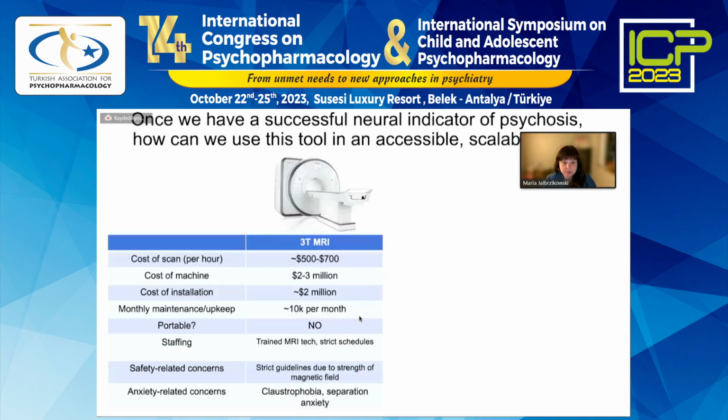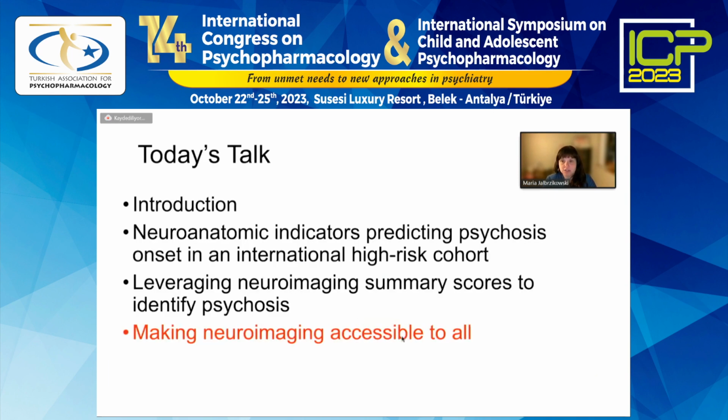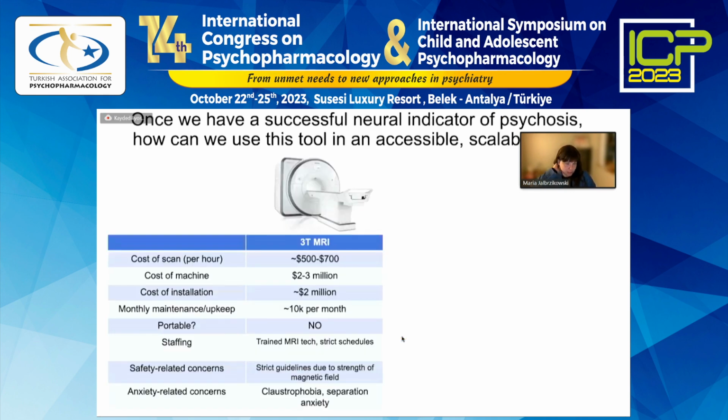In the last portion of my talk, I wanted to talk about a newer direction that I've been taking my work since I came to Boston Children's about 2 years ago. I started thinking, well, once we have this successful neuroindicator of risk, how do we use the tool in an accessible, scalable way?